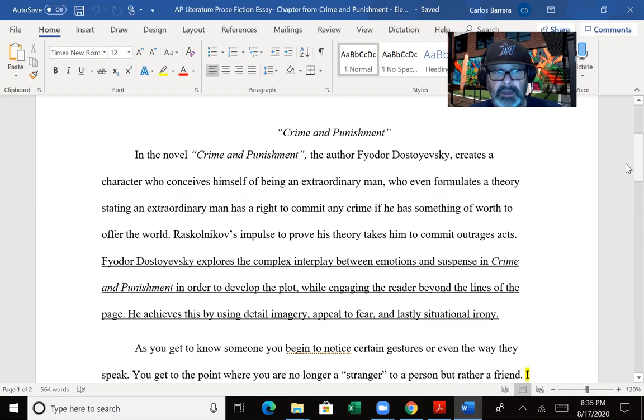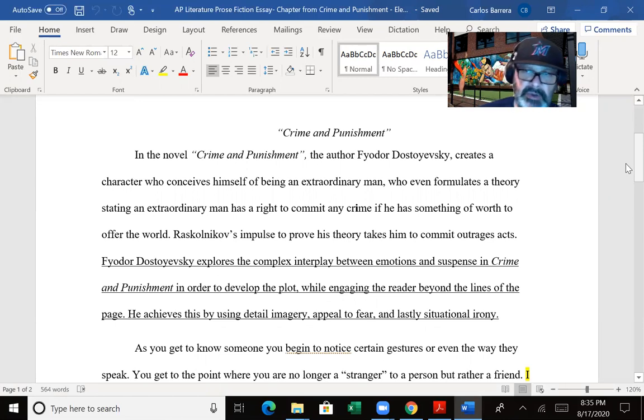Fyodor Dostoevsky explores the complex interplay between emotions and suspense in Crime and Punishment in order to develop the plot while engaging the readers beyond the lines of the page. He uses this by using detailed imagery, appeal to fear, and lastly, situational irony.